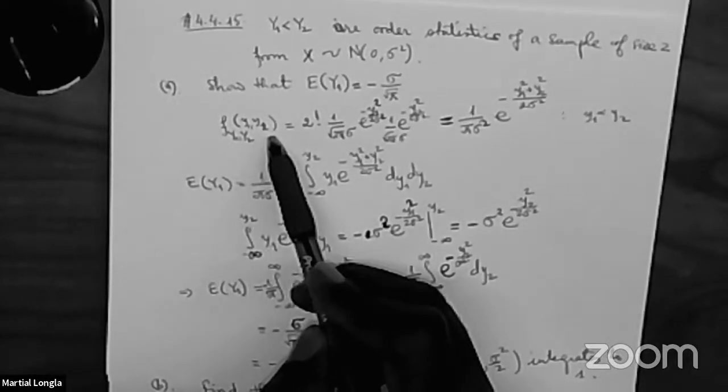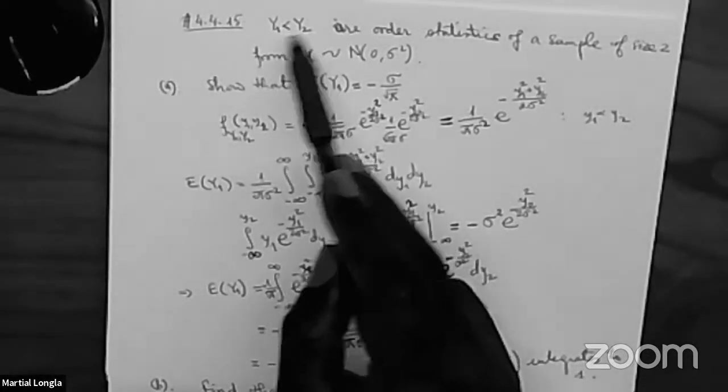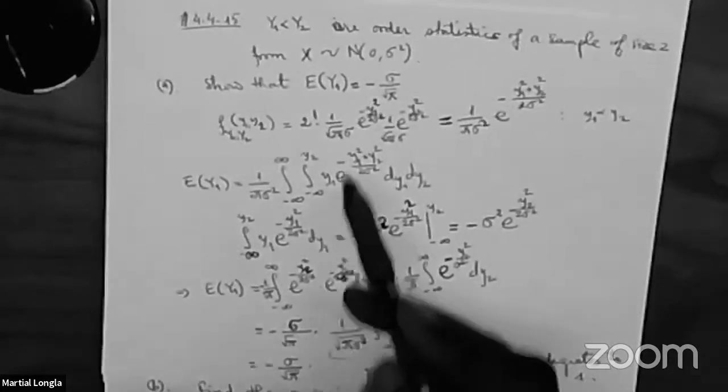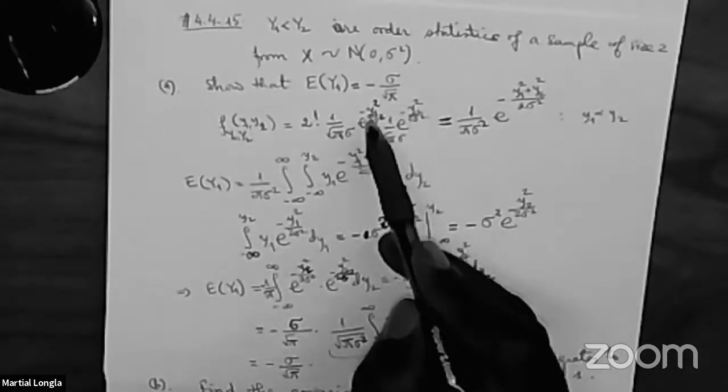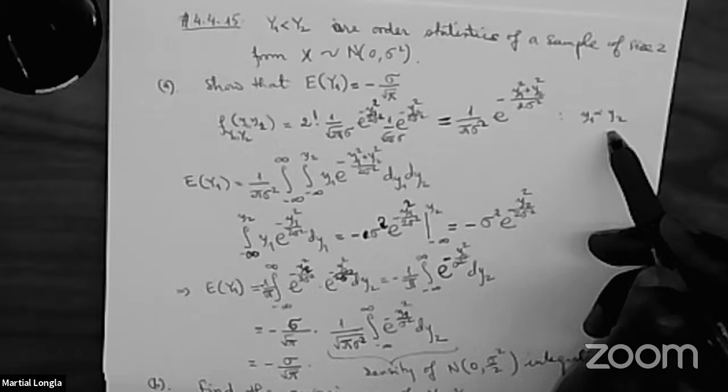Again, anytime you want to find the expected value of a random variable, the first thing that comes to mind is to get the distribution of that random variable. What's the distribution of y1, y2? By definition, it is factorial 2, because we have two random variables, times the product of the densities at the points y1 and y2, with the condition that y1 is less than y2. That's the definition, right? That's what we have.